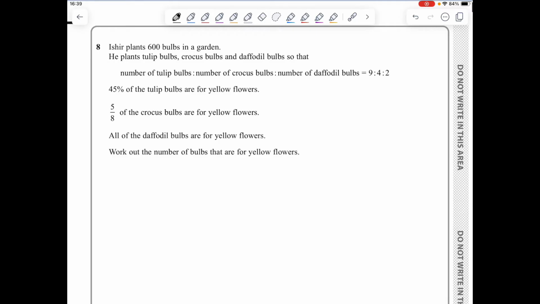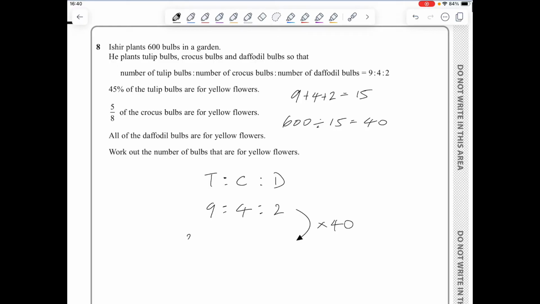For question 8, let's start by adding the ratio 9 plus 4 plus 2 is equal to 15. I'm going to divide 600 by 15. This comes out to be 40. So the ratio T to C to D is 9 to 4 to 2. And I'm going to multiply everything by 40. So I'll get 360 to 160 to 80.